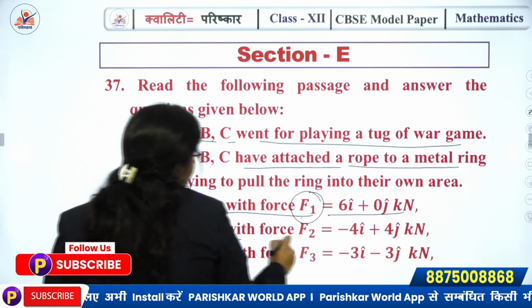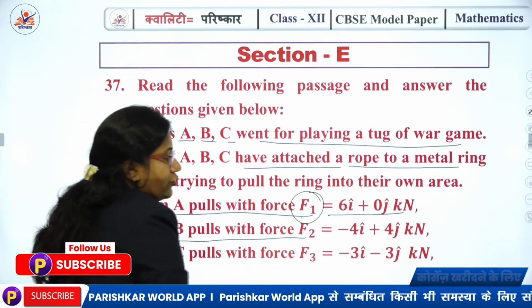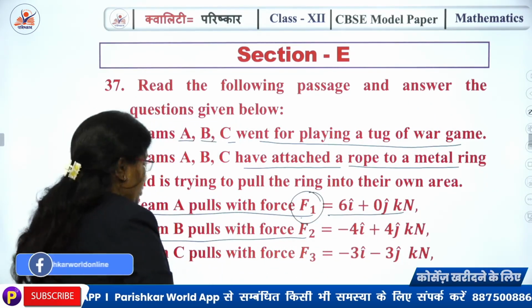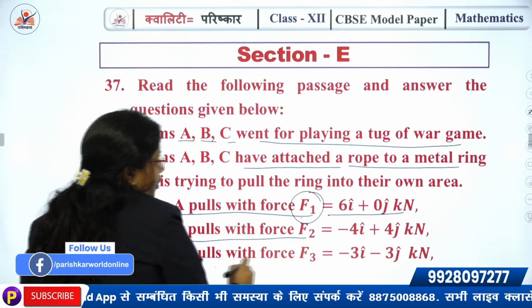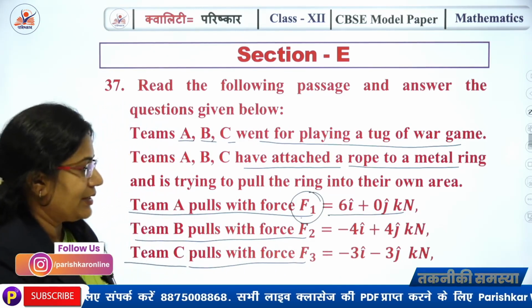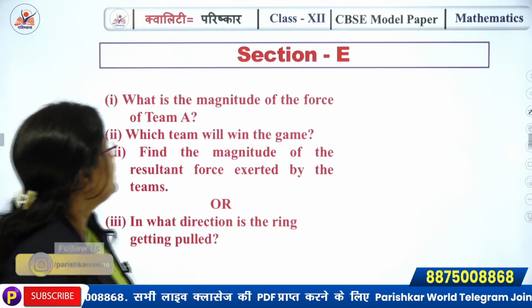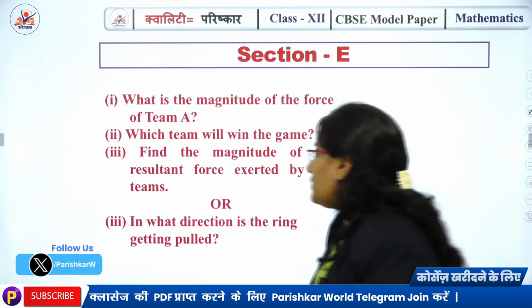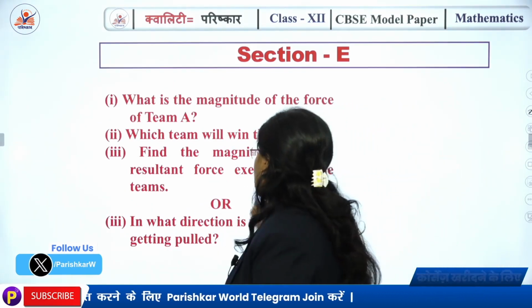Team B pulls with force F2 equals minus 4 i cap plus 4 j cap kilonewton. Team C pulls with force F3 equals minus 3 i cap minus 3 j cap kilonewton. Students, now there are 3 questions, and the third question has an internal choice.